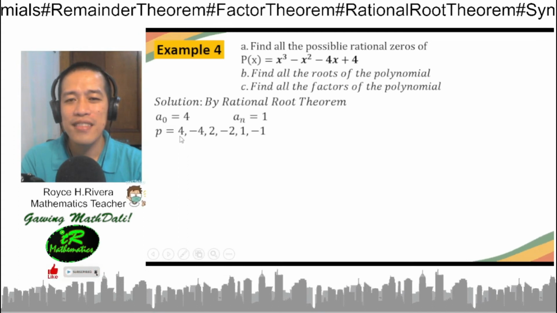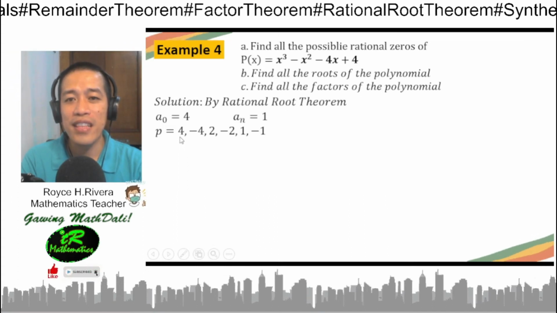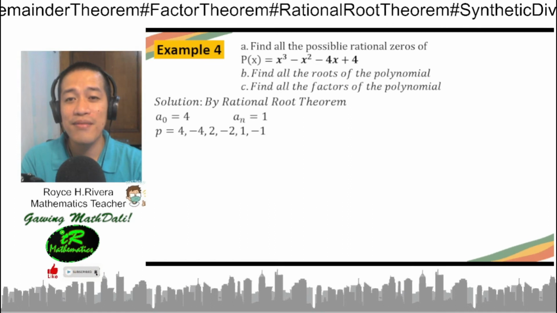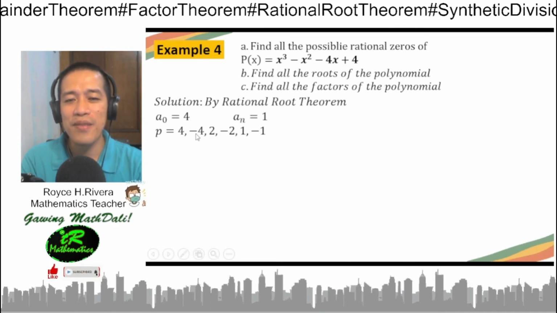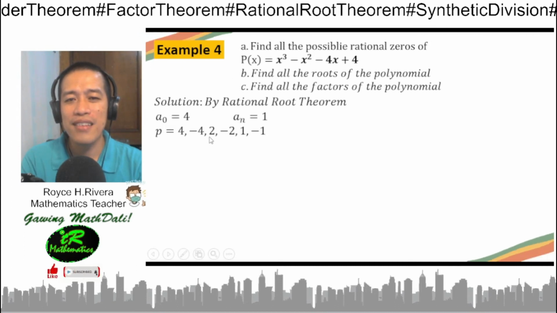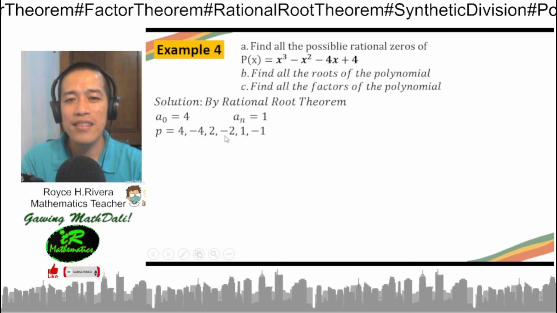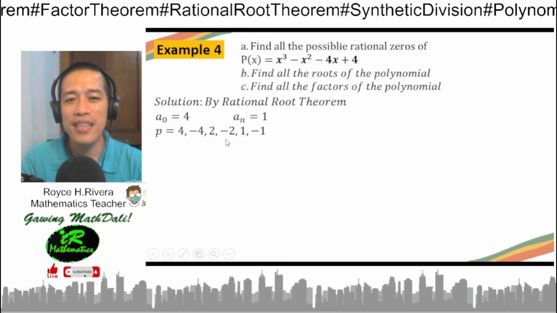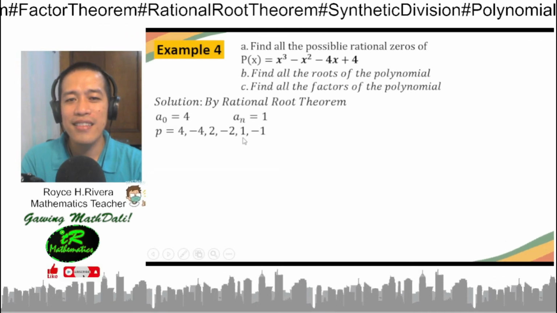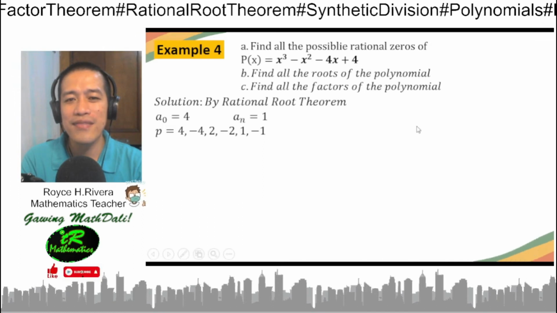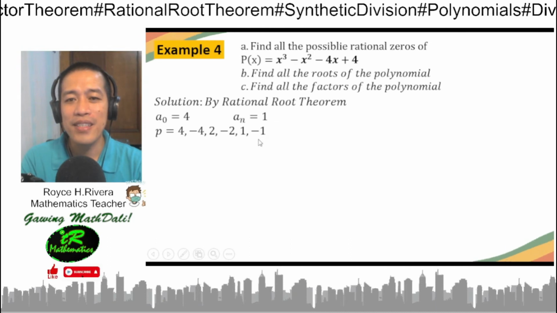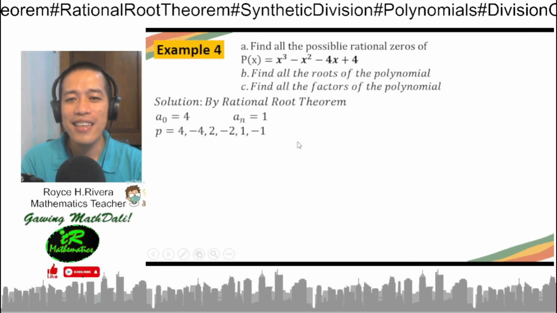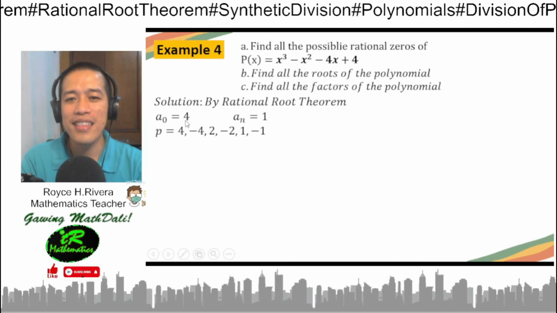So we have the first factor is 4 because 4 times 1 is 4. The second factor is negative 4 because negative 4 times negative 1 is equal to 4. We also have 2. 2 times 2 is 4. Then we have negative 2 because negative 2 times negative 2 is 4. And 1 because 1 times 4 is 4. And negative 1 because negative 1 times negative 4 is 4. So we are done listing the factors of the constant term.